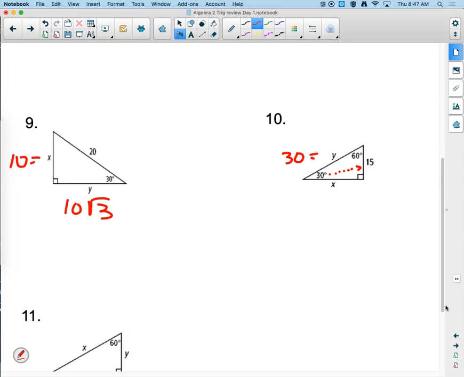What do we do to our 15 to get the long side? Square root of 3. And we've got it.